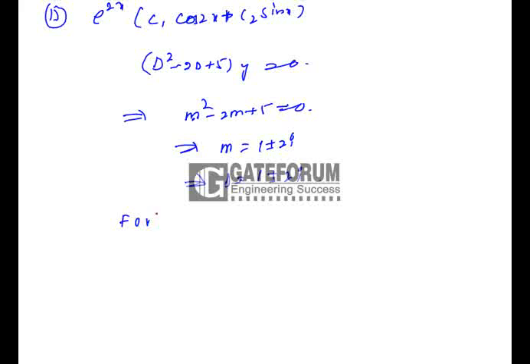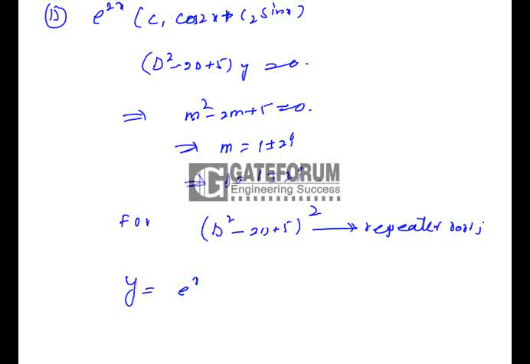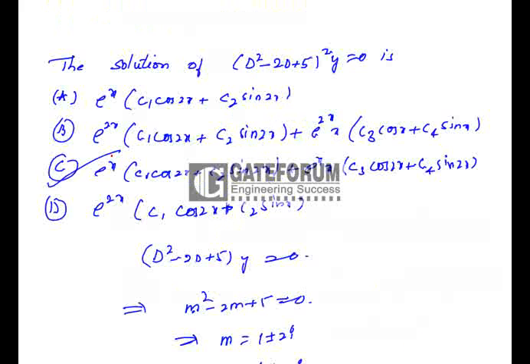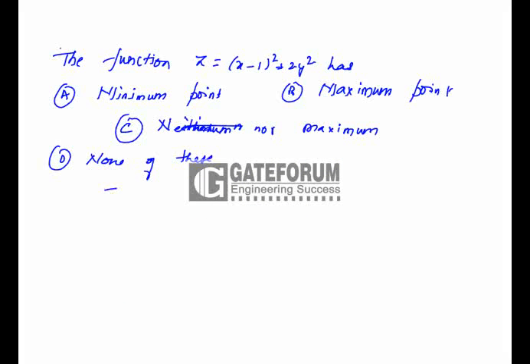Now for the given differential, that is D square minus 2D plus 5 whole square, there will obviously be repeated roots. Hence the solution will be y is equal to e power x into c1 cos 2x plus c2 sin 2x, plus x into e power x of c3 cos 2x plus c4 sin 2x, which is nothing but option C.